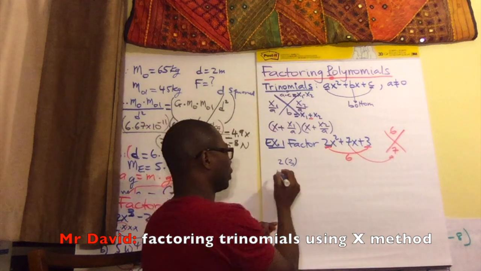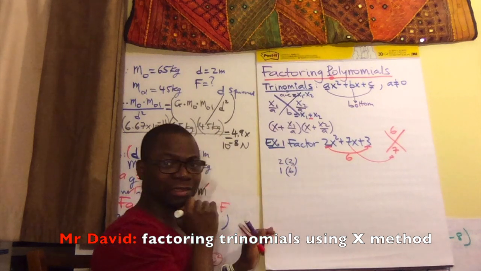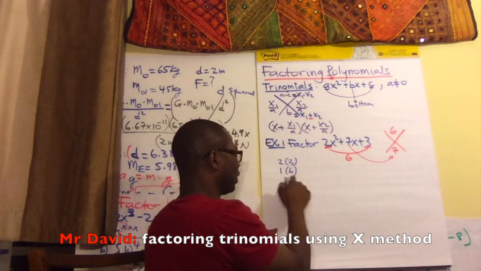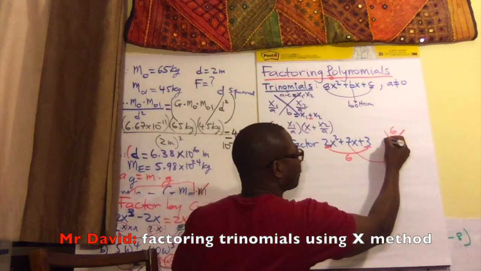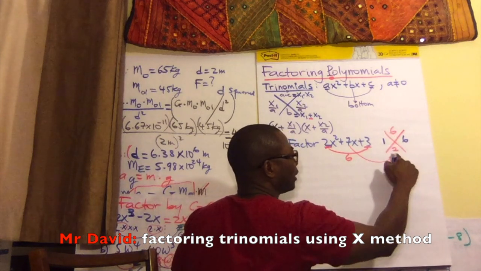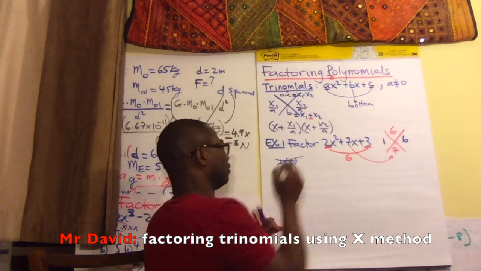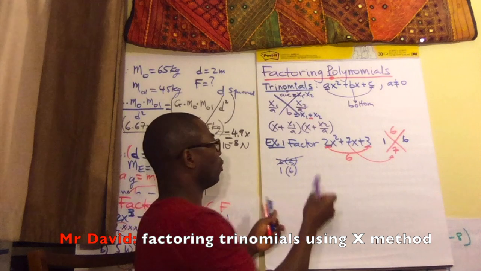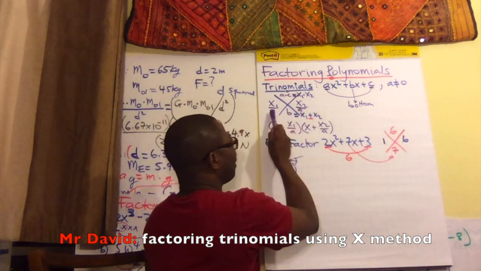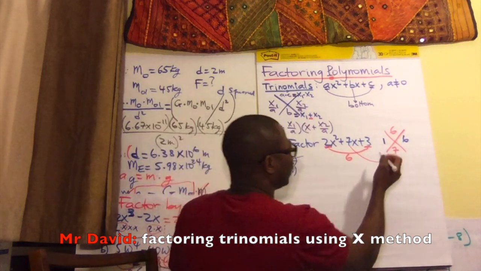Okay. What else? We have 1 times 6. 1 times 6 is 6. 1 plus 6 is 7. So that works. So the numbers are 1 and 6. 1 times 6 is 6, and 1 plus 6 is 7. Okay, so we found our two numbers. So we don't need 2 and 3. Then we divide by A. Once we identify the two numbers, we divide by A. What is A here? 2. So we divide by 2.